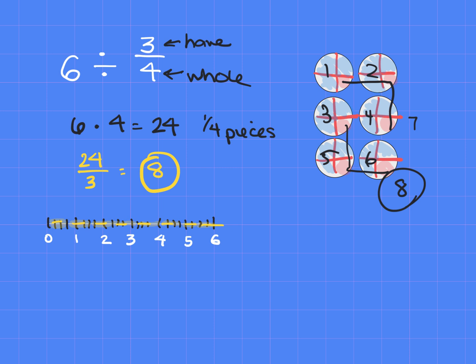So this again just helps you visualize what's happening when you divide fractions, and these are some nice visual representations you can draw to assist you with your dividing fractions problems.